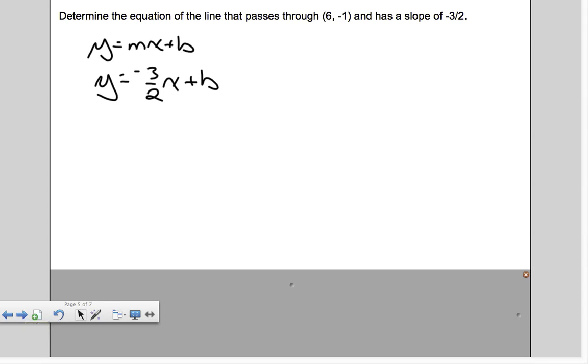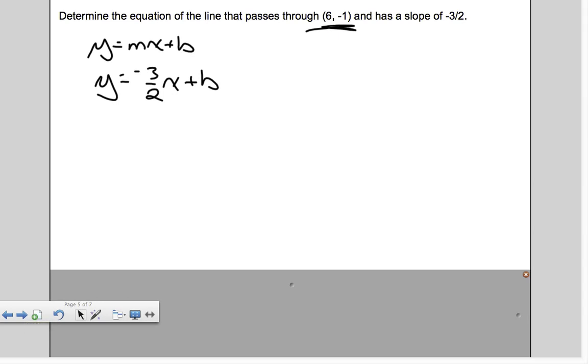Well, how is it that we can calculate b now? Sarah? Sub in the points. Yeah, so we're given a point that the line passes through. Or in other words, this point is part of that line. That's what passes through really means, right? It's really part of that line.